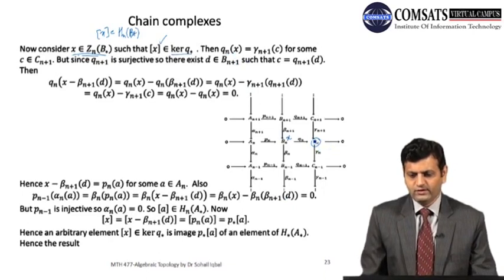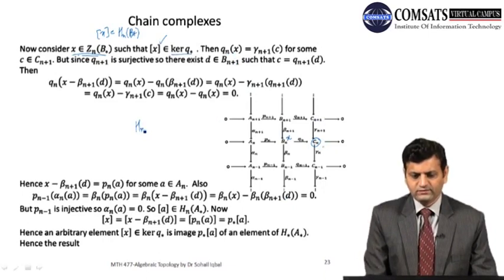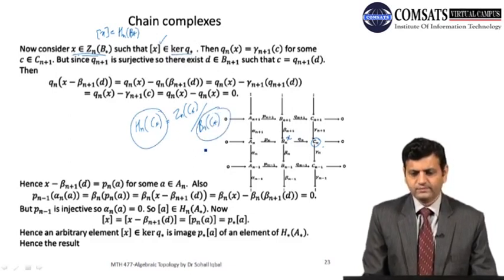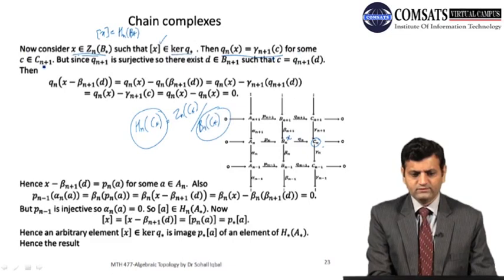Okay, so the boundary of this, because once again Hn of C star is equal to Zn of C star quotient with Bn of C star. So when I say that an element is 0 in this, it means that it belongs to Bn of C star. So in other words, Qn of X is equal to gamma n plus 1 of C for some C belongs to Cn plus 1.